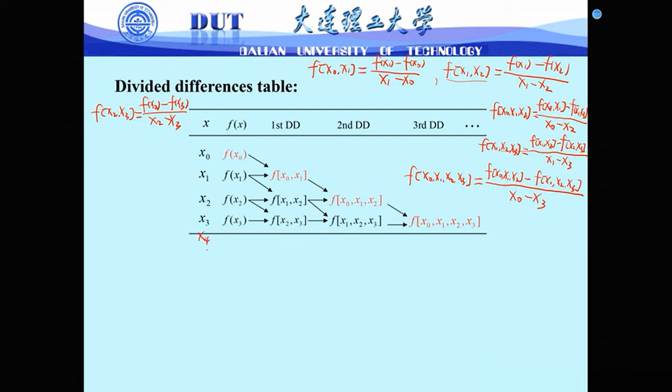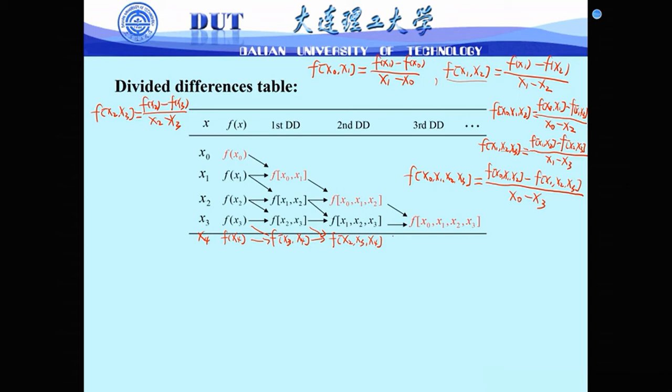If we are given the new node x4, f(x4), then we can use the two terms to obtain f[x3, x4], right? The first order divided difference. Continue. We can use the two terms to obtain the second dd at x2, x3, and x4. It's okay? Because here 2, 3, 4. So 2, 3, 4. Continue.